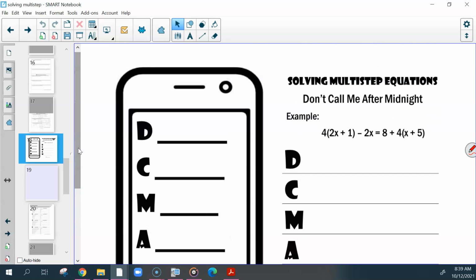So before, we were solving equations where we had just one variable, or maybe the same variable multiple times, but all on the same side. Now we're dealing with equations where we have variables on both sides, and we're talking about how we solve those. For the most part, it's the same, but there is a little bit of a difference.